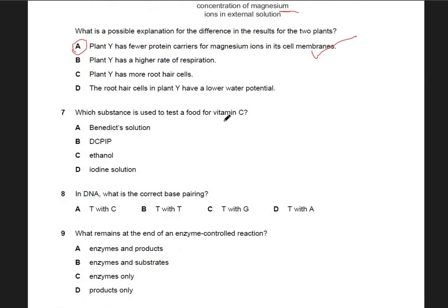Question number 7. Which substance is used to test a food for vitamin C? You should know that DCPIP is a substance that is used to test for vitamin C presence in food samples.